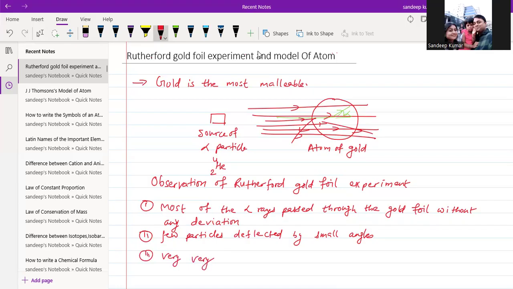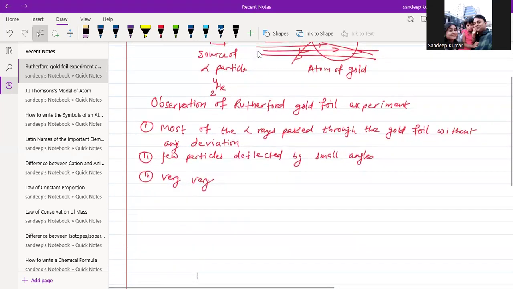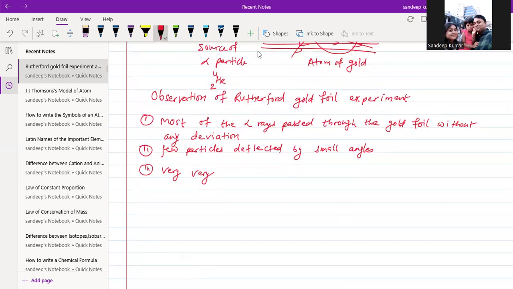And very few particles, that is one in 12,000, bounced back. So these were the observations you can write. Most of the alpha particles pass through the gold foil without any deviation or deflection. Very few particles are deflected by small angles, and very few particles, like 1 in 12,000, bounced back or suffered major deflection.